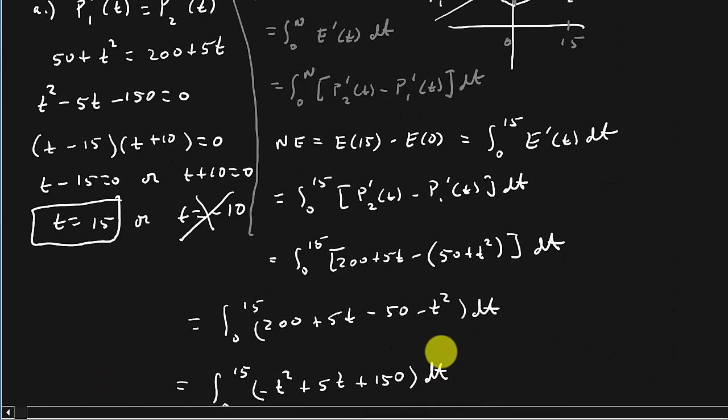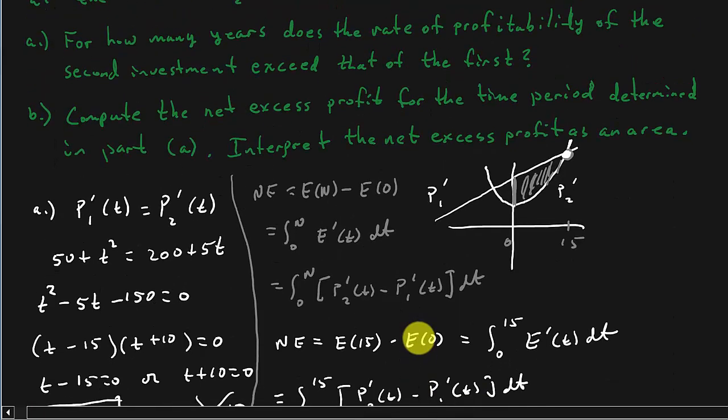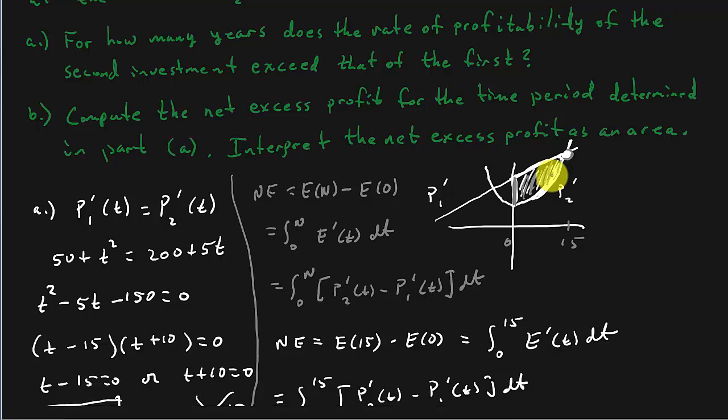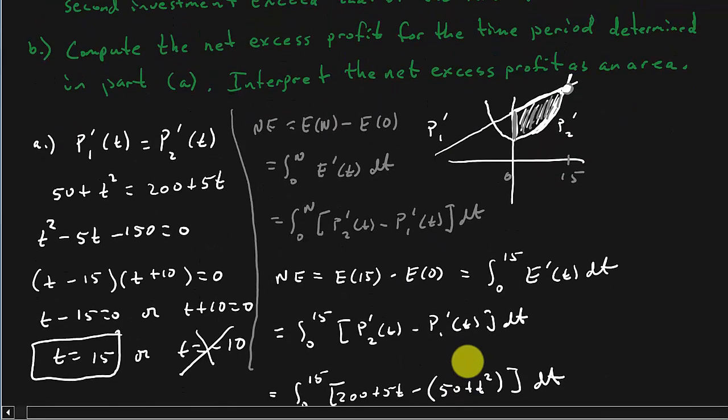They ask you to interpret the net excess profit as an area, and we've already done that. It's the area between the curves right here, the area that we found. That's what they want you to understand, that you are finding the area between two curves. That's all it is. Notice what we did: we did the curve on top minus the curve on bottom.